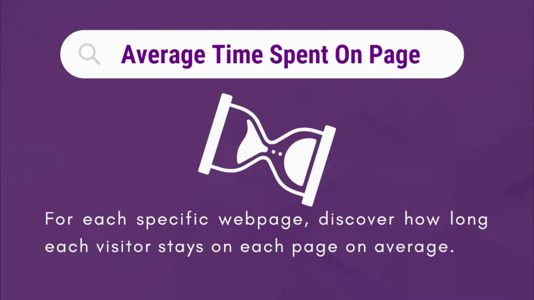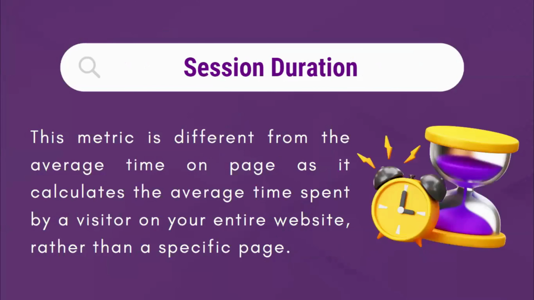Now the next thing is average time spent on a page. For each specific web page, discover how long each visitor stays on each page on average. Here we can see what is the time duration a person or a user spends on our website. Session duration. This metric is different from average time on page as it calculates the average time spent by a visitor on your entire website rather than a specific page.